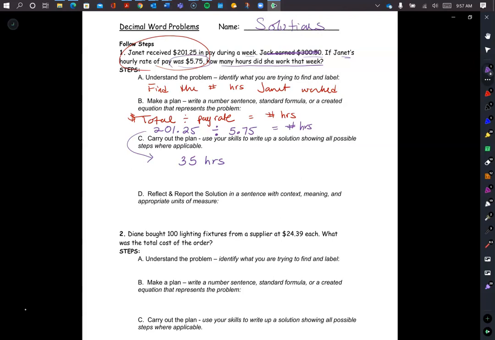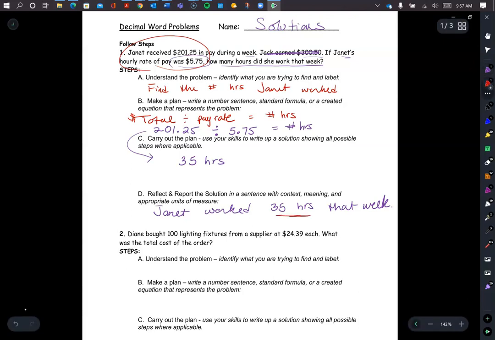But for this one, we would just say Janet worked 35 hours that week, something to that effect. Okay, it doesn't have to be fancy, just make sure you have it. You could circle it or whatever, you don't have to, but just make sure you have the units on there as well. And we know that from up here, it says hourly rate.